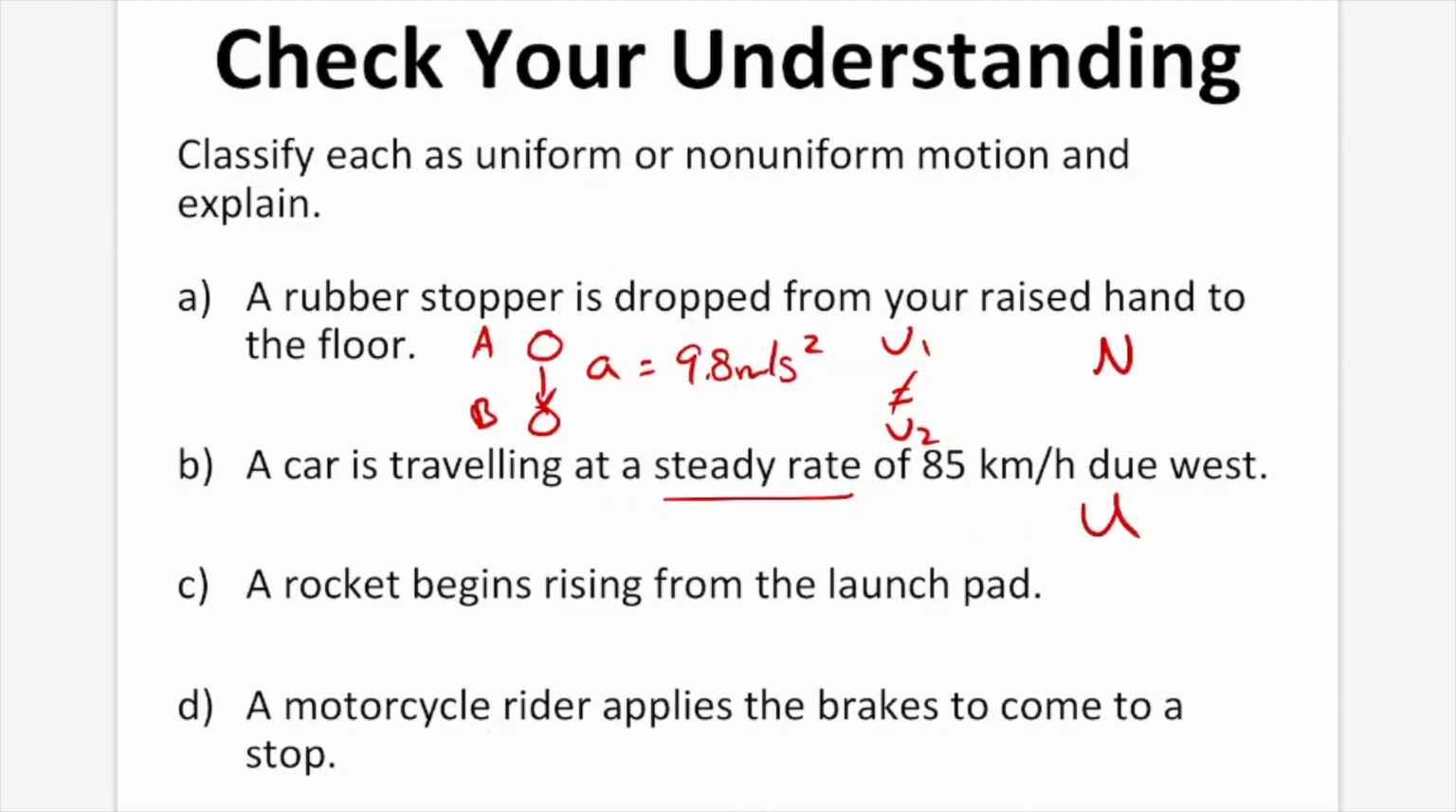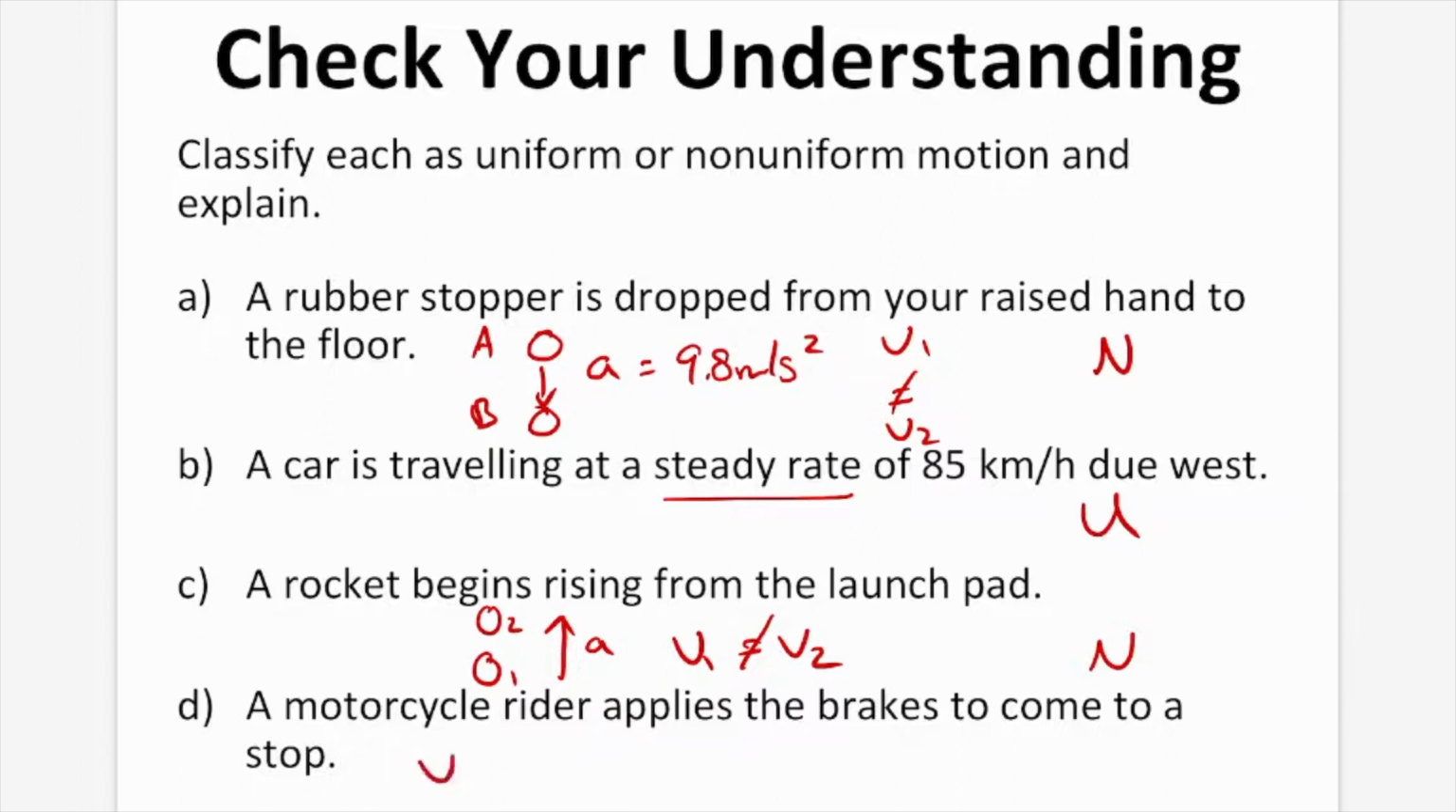C. A rocket begins rising from the launch pad. It's kind of similar to A. As the rocket goes up, the velocity at point 1, down here, compared to point 2, is not going to be the same. And the reason for that is because it accelerates. So now we're going to get an acceleration upwards, and since velocity 1 does not equal velocity 2, we get non-uniform motion.